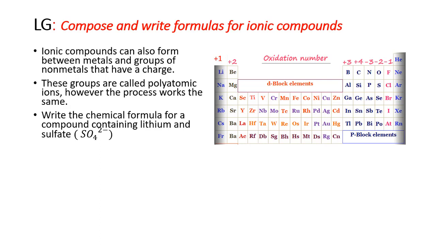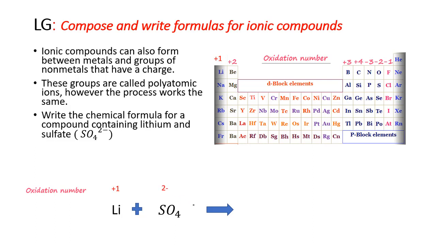So write the chemical formula for a compound containing lithium and sulfate. So here we go. Lithium plus sulfate equals some combination of those. Step one, always, we're going to figure out the oxidation numbers. The oxidation number for lithium, because it's in group 1, is +1. But there is no oxidation number for SO4 because that's not on the periodic table as a group. So what we can do is look at the charge, and looking at the charge, we replace that as the oxidation number.